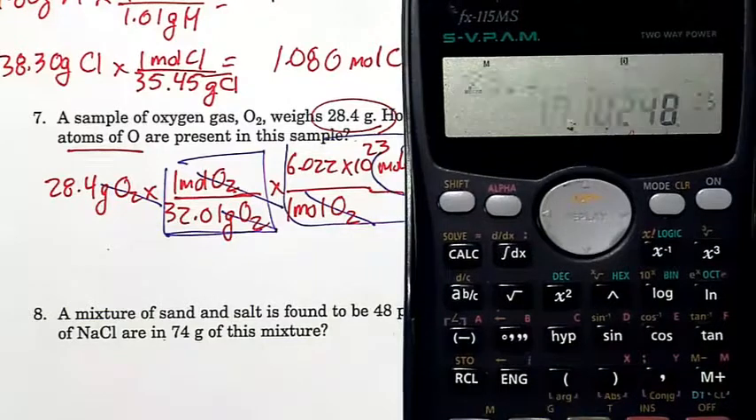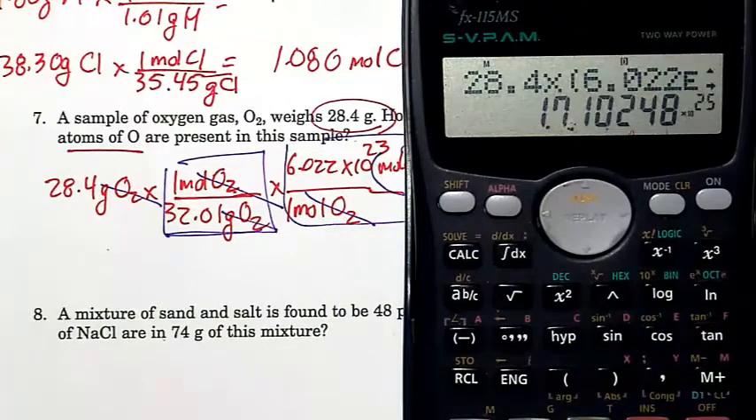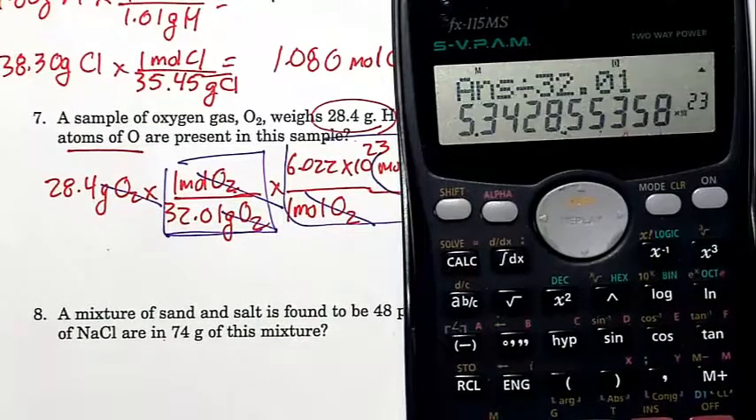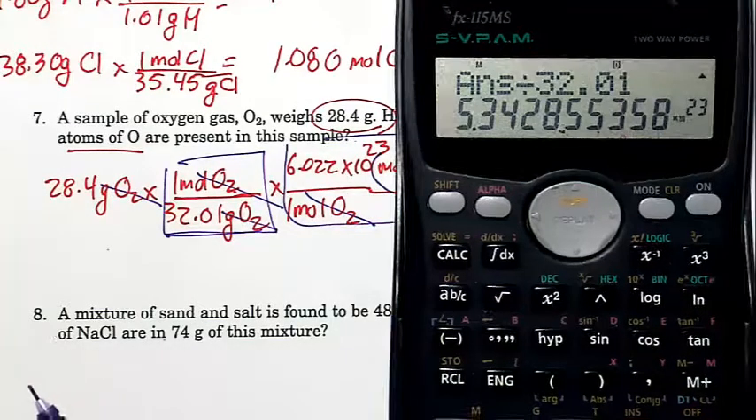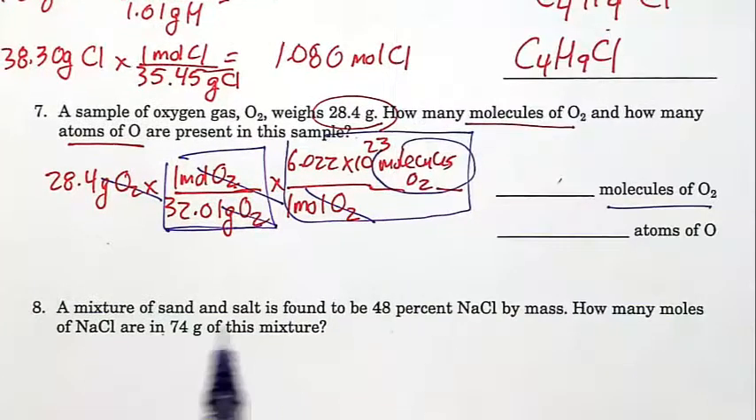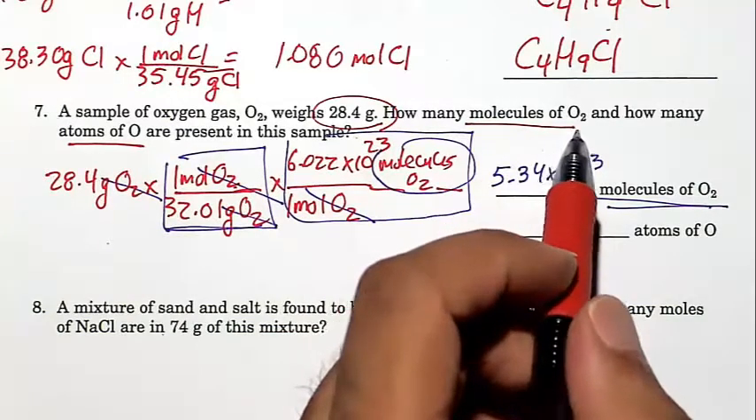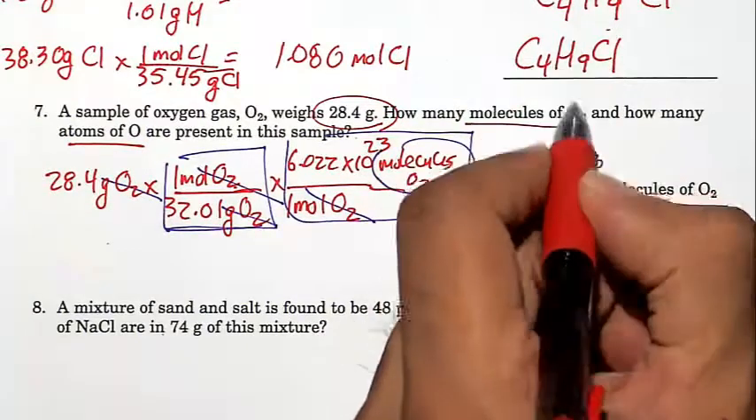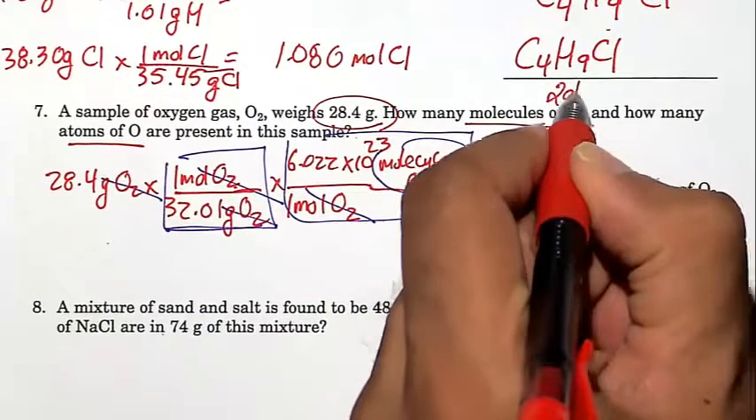Close the parentheses, I get that, I divide it by 32.01 grams, and I'll have 5.34 times 10 to the 23 molecules of oxygen. Sure, you put in the units there. Now, how many atoms are actually there? All right, so one molecule of O2 actually contains not one atom of oxygen, but 2 atoms of oxygen.